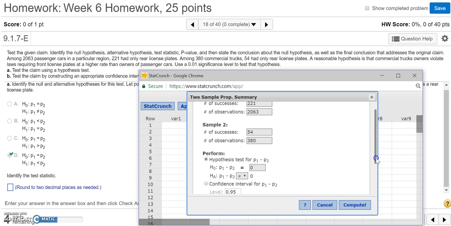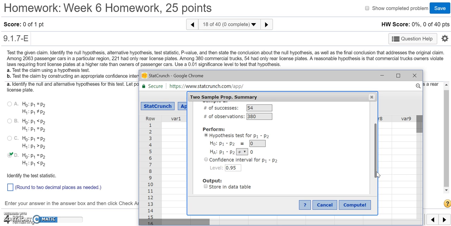Now if we go down, we need to set our alternative hypothesis. Again, this is the hypothesis corresponding to our claim. So I want p1 to be less than p2. Another way to say that is if I subtract p2 from p1, I should get something less than 0. Just remember back to your algebra, if you subtracted p2 from both sides of the inequality, you would get p1 minus p2 on the left and 0 on the right. So this statement right here is the exact same relationship as this statement right here.